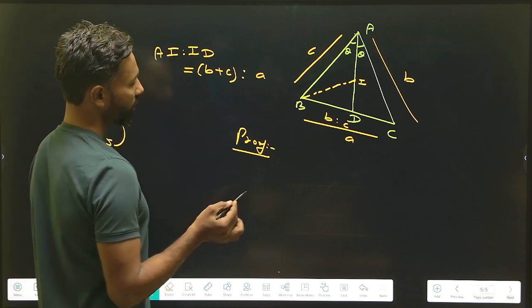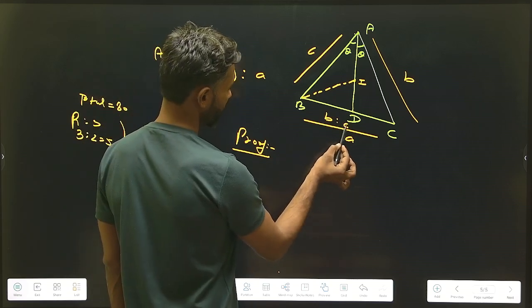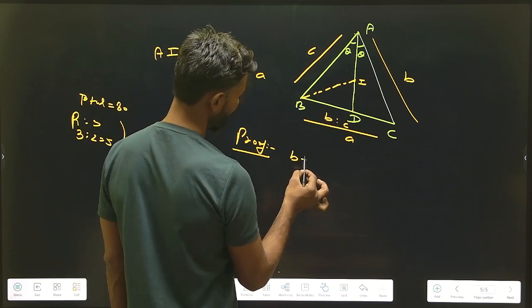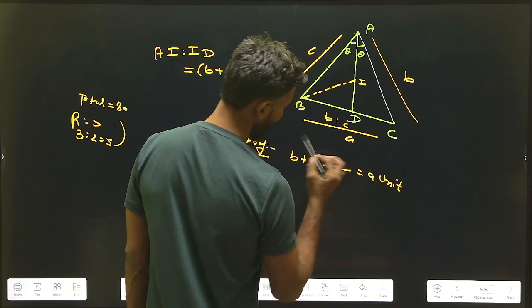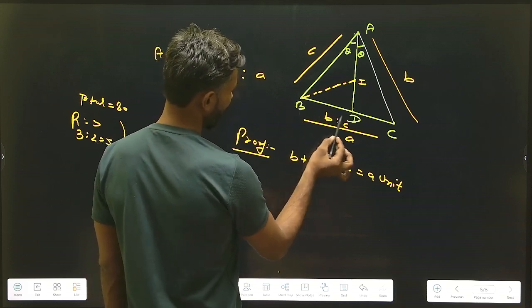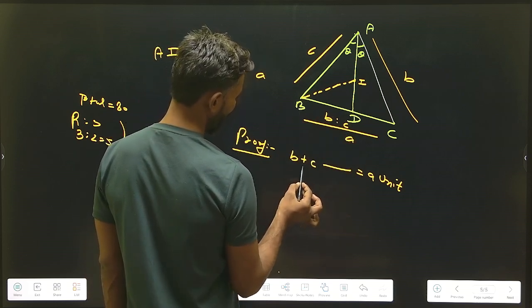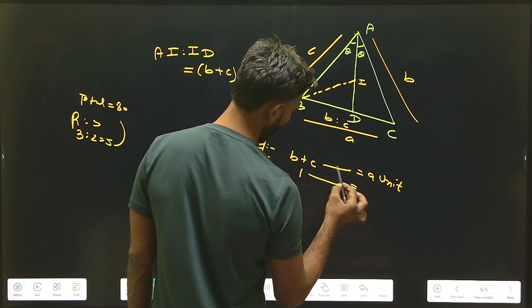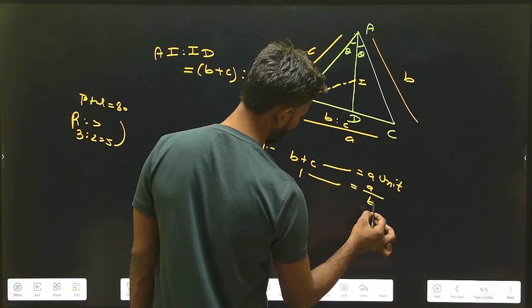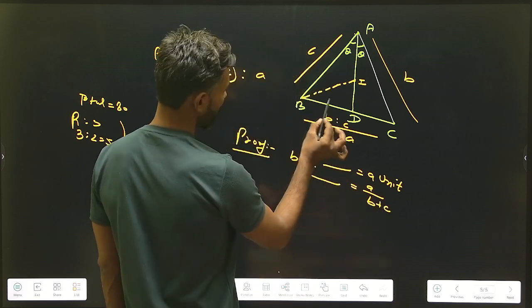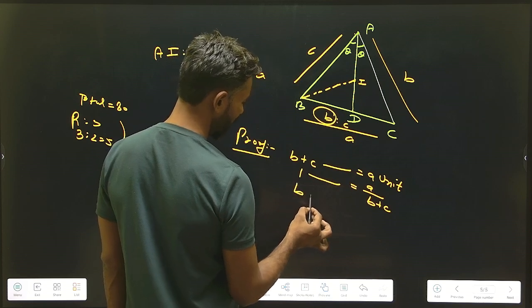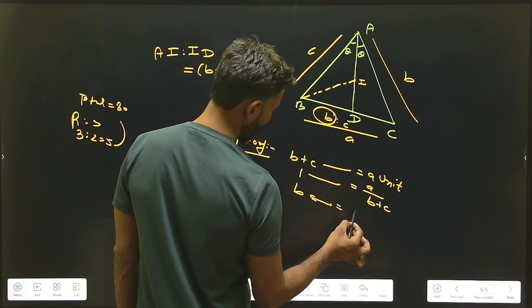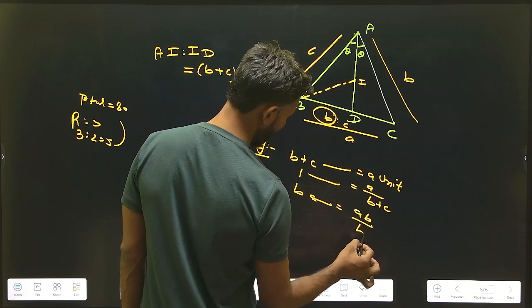In the same way, B ratio C, total ratio is B plus C, will be equal to A unit. So if I'm going to calculate BD, firstly I will calculate 1 unit. So 1 unit will be equal to A upon B plus C. If I want to calculate the length of BD, that is represented by ratio B. So BD will be equal to AB upon B plus C.